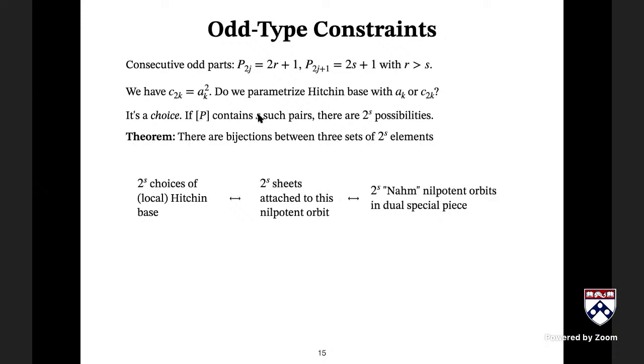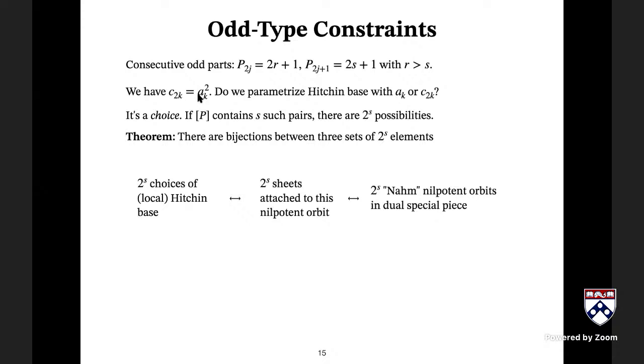If there are S such pairs in your partition, then there are 2 to the S possible choices, depending on whether you use A or C for each such pair. And so there's a whole set of different possible Hitchin bases, which are related by some kind of double cover operation, C is equal to A squared. And the statement, which we do prove in the paper, is that there are bijections between 3 sets of 2 to the S elements. So I just described these 2 to the S choices of local Hitchin base, whether you use C sub 2k or A sub k.